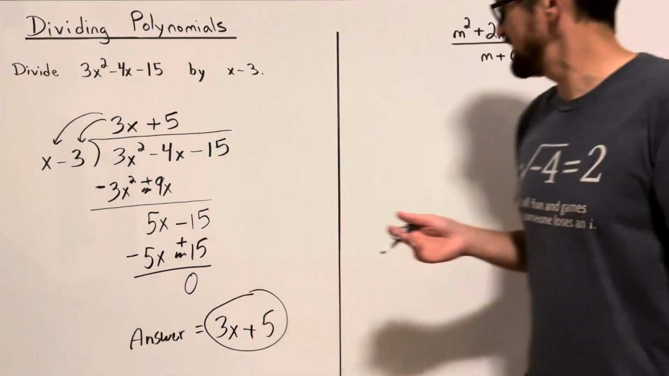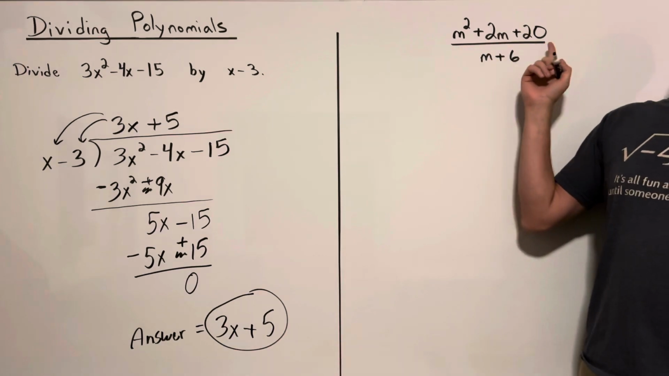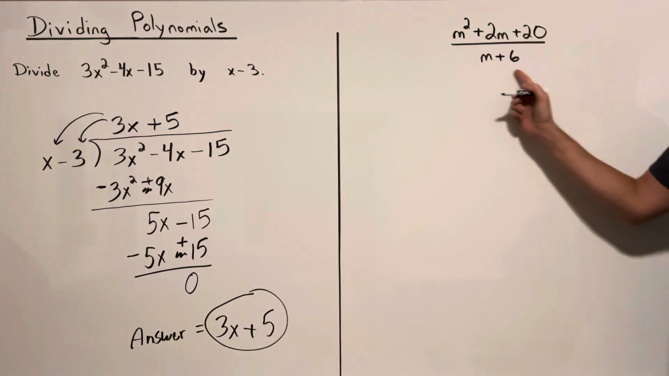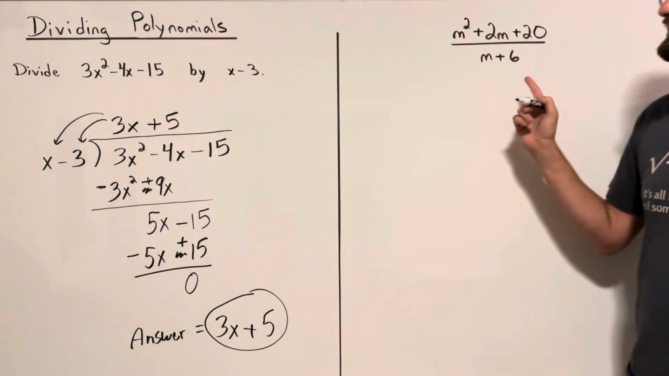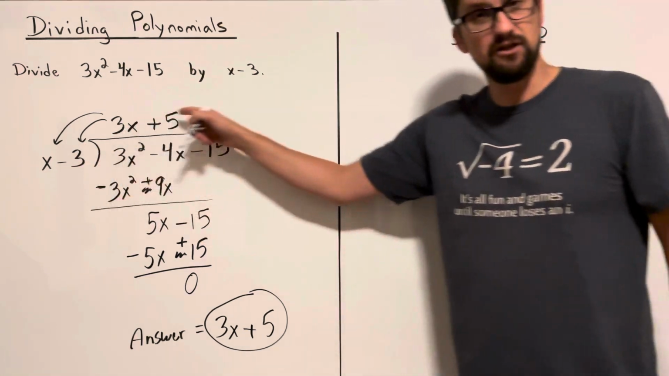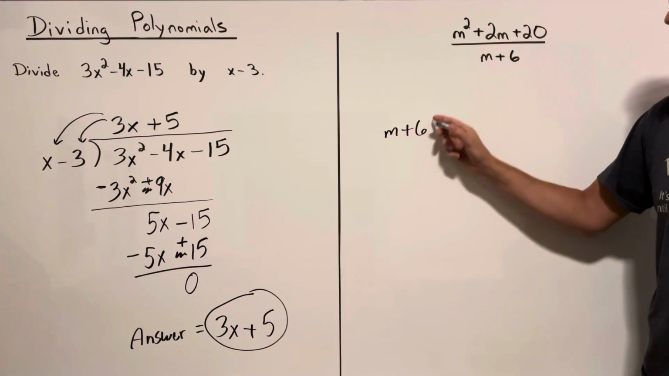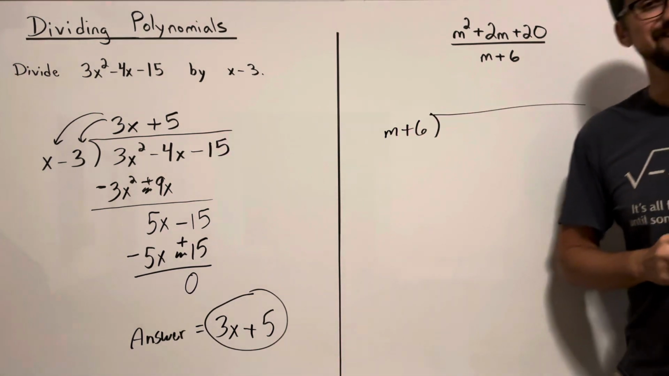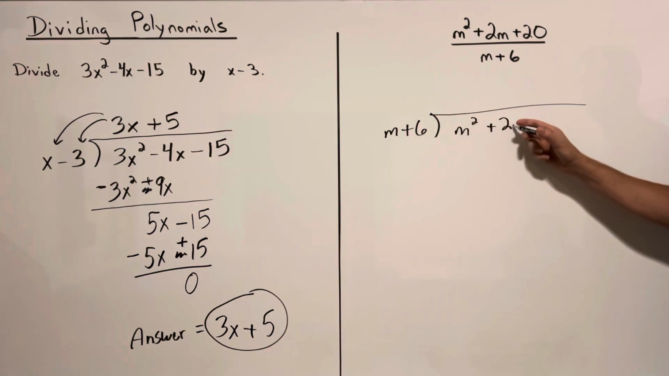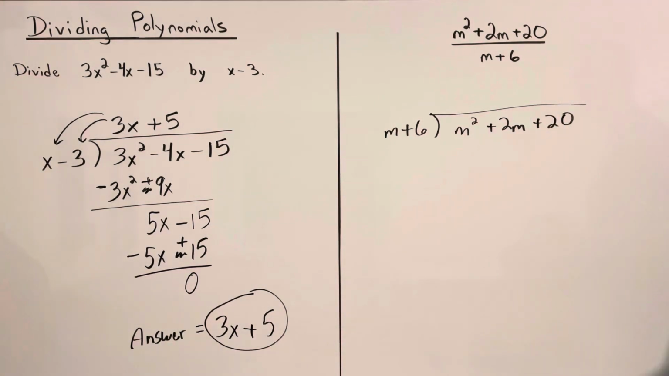That's the first one. Now let's look at the second one. We have m squared plus 2m plus 20 divided by m plus 6. We're dividing by m plus 6. So remember, what you're dividing by goes on the left of the long division symbol. So I have m plus 6 to the left, and then the m squared plus 2m plus 20 inside the long division symbol.